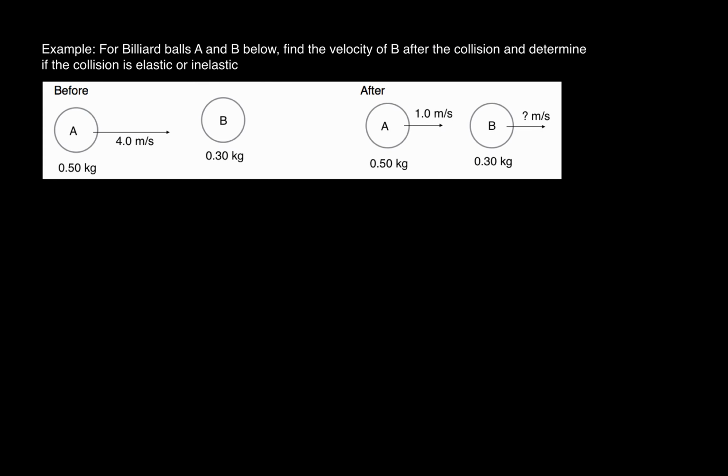We'll start with an example. For billiard balls A and B below, find the velocity of B after the collision and determine if the collision is elastic or inelastic. We'll start by applying the law of conservation of momentum to find the velocity of ball B.